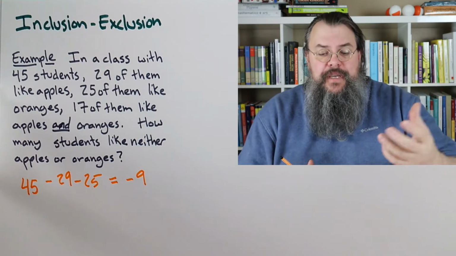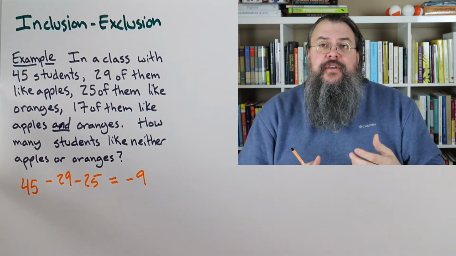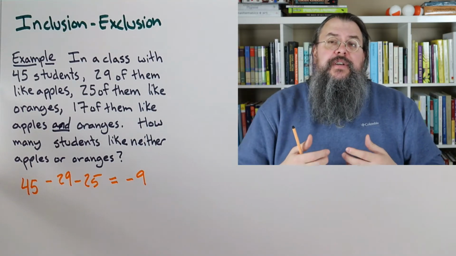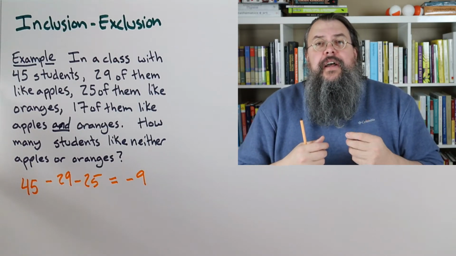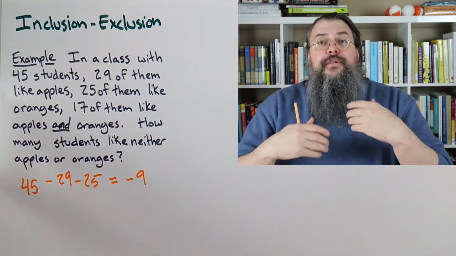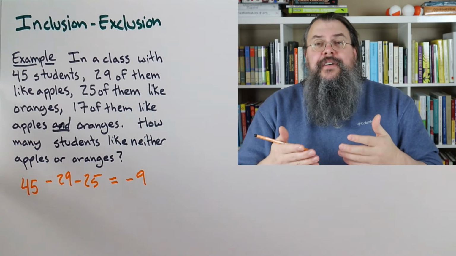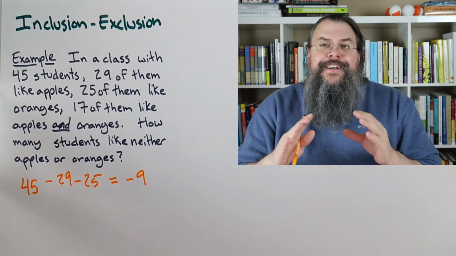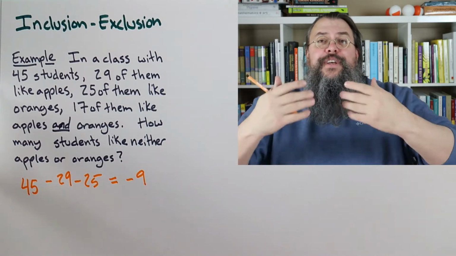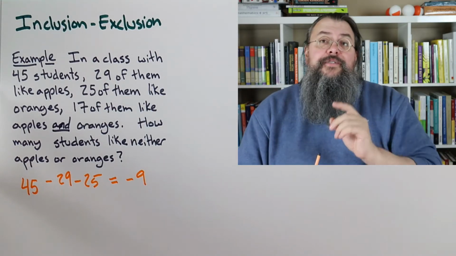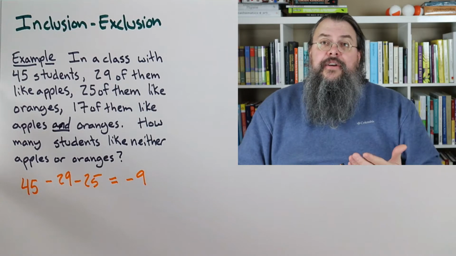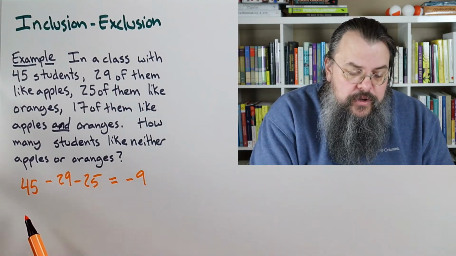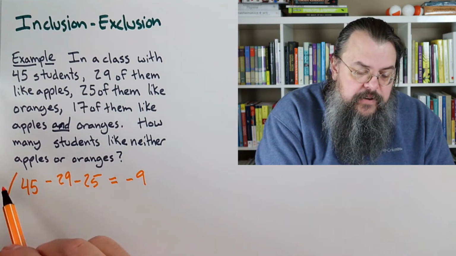When I took out the people who like apples and I took out the people who liked oranges, what was wrong is I took out the people who like both of them twice. So I was like, uh-oh, gotta be careful here. I sort of took out too many. So I have to correct. So how to correct? Well, we can say, okay, that's not right.